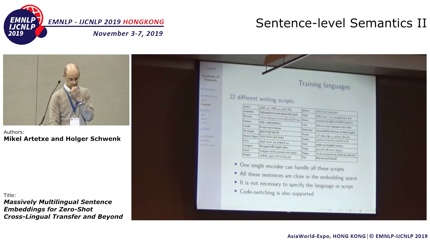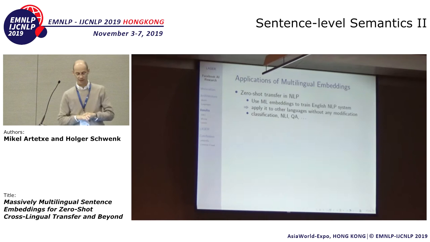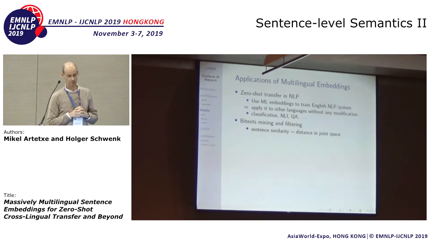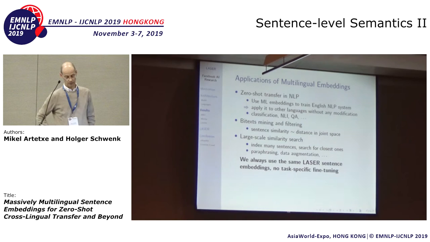Okay, let's use this approach. So I mentioned already, then we have the cross-lingual transfer and many NLP tasks like classification, NLI, question answering. Then this bitext mining, so try to find parallel sentences on the internet. So based on the knowledge that the sentence similarity is proportional to the distance in the joint space, we just need to calculate distances, or the similarity search, and so on. And I want to emphasize, for all these applications, we use one sentence embedding. It's also actually called a tool, which is LASER, which is freely available. I spoke about this at the end. We don't need any fine-tuning. So the semantic representation is surprisingly good for many different tasks.